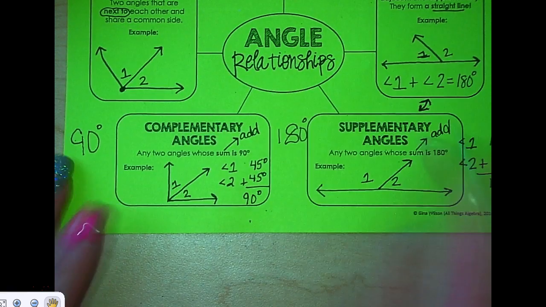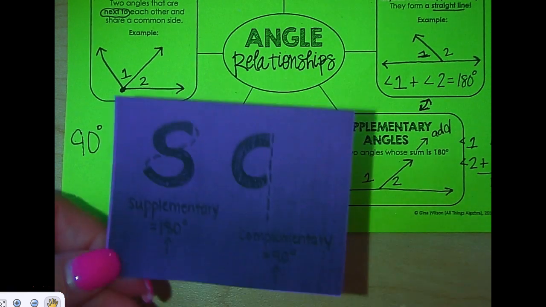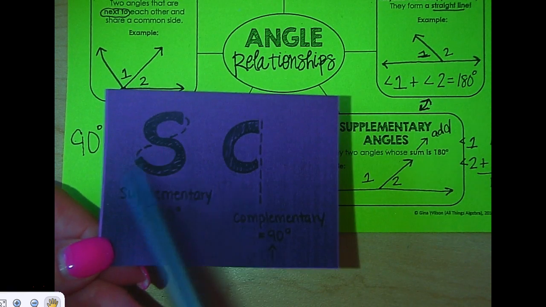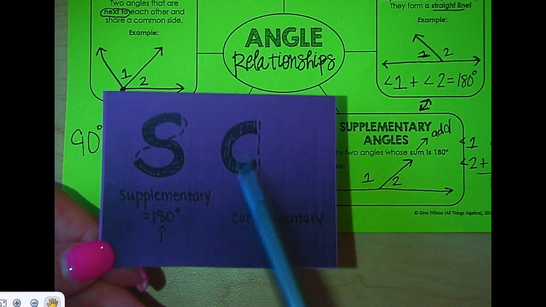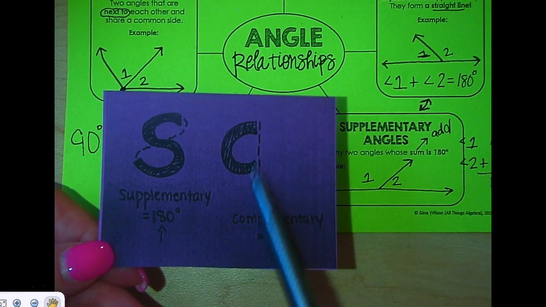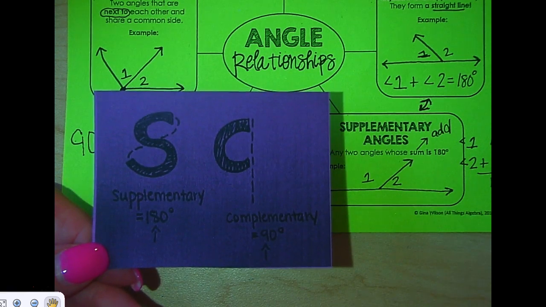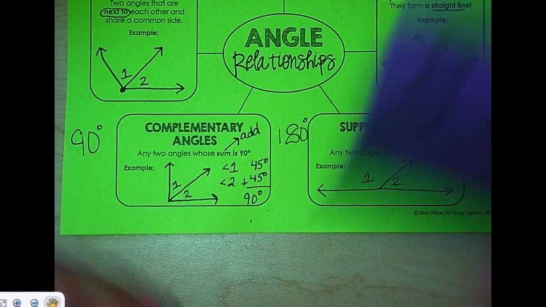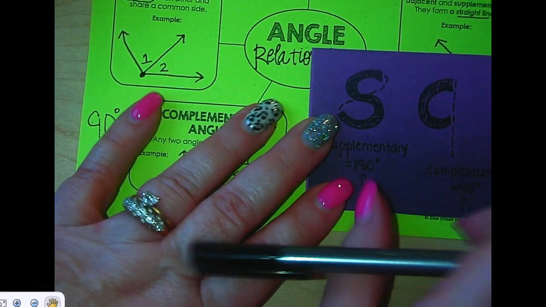So this little purple sheet is just showing us a little hint to remember that the S in supplementary can be changed to an 8 for 180 degrees. This C in complementary, if I bring a line straight down, that makes a 9 for 90 degrees. Some people just have a hard time remembering the difference from the words. When we go to put that in our journal, we'll just put those on the same page. Okay, let's move that to the side.